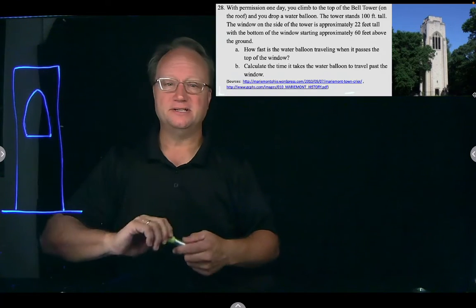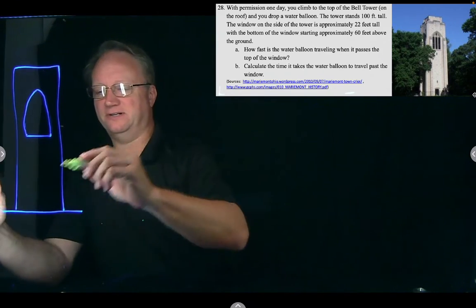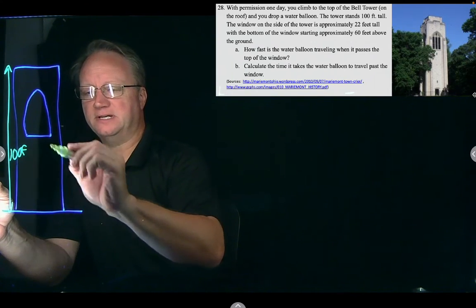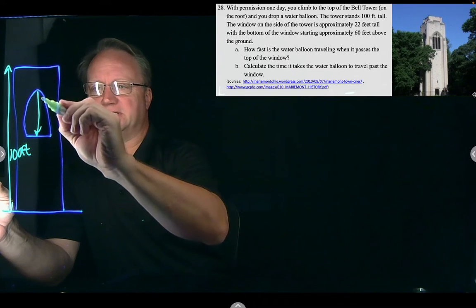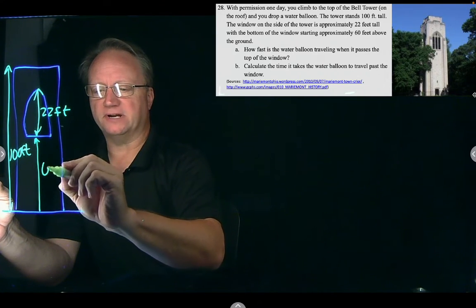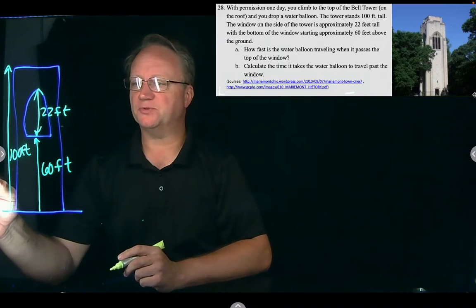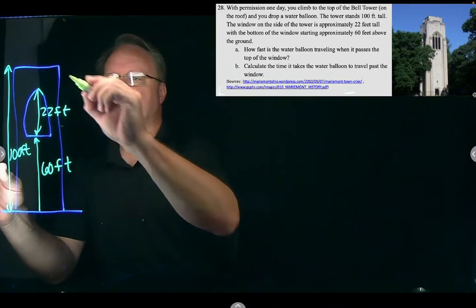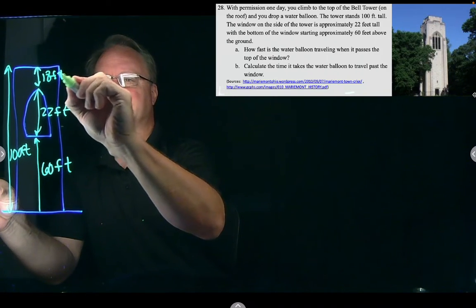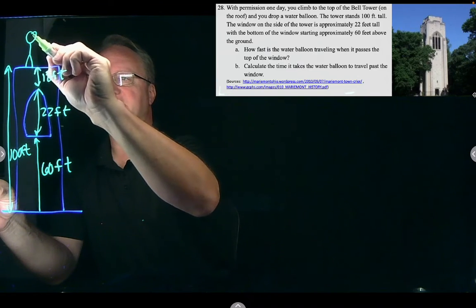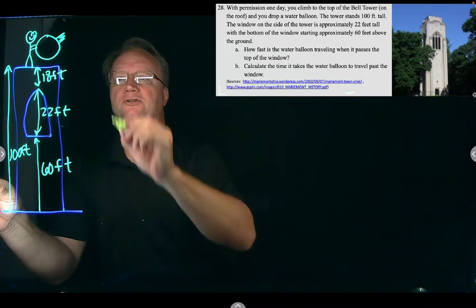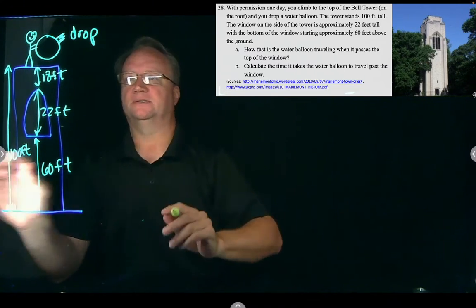So let's label everything on our diagram here of the bell tower. So 100 feet right there. And then our window, the height of the window, 22 feet. And then where it is above the ground, 60 feet. And so then by simple subtraction, 100 minus 60 minus 22, this part up here would be 18 feet. And then here we are standing on top of the bell tower, getting ready to drop our balloon.